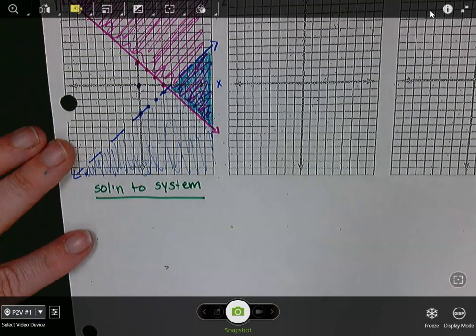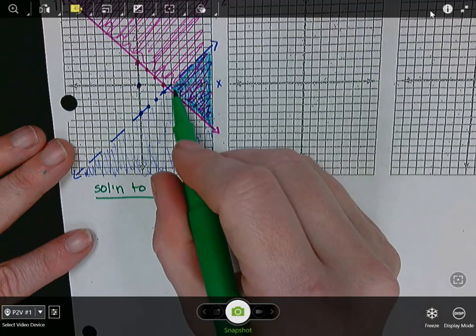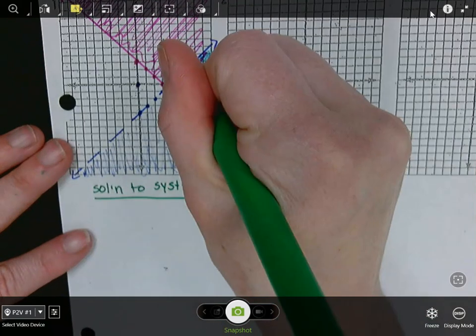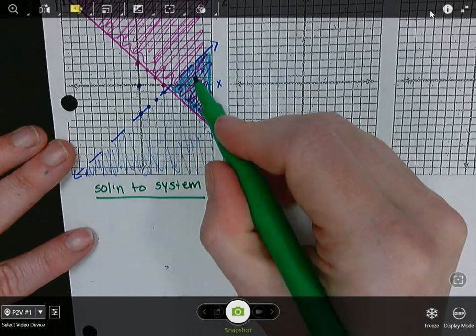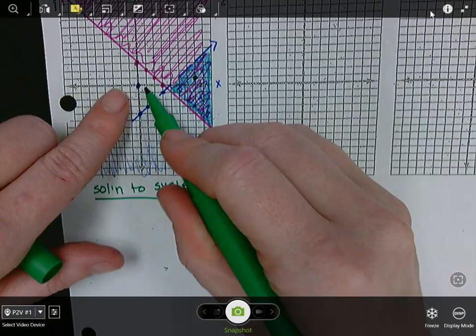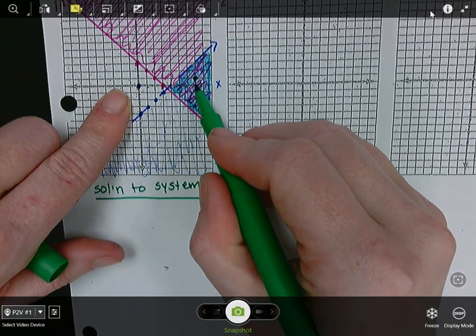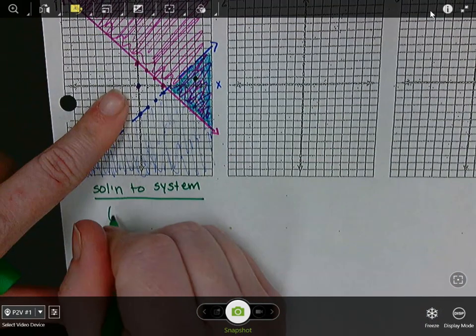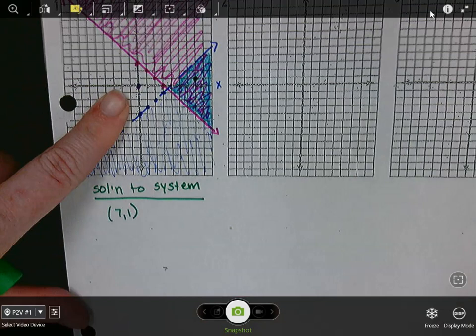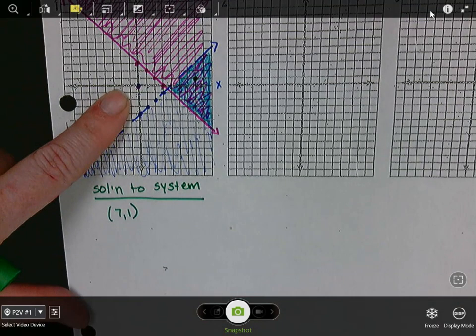Okay. So to write down ordered pairs that are solutions to the system, you just need to find an ordered pair that's in the shaded area. And we're going to do 4. So pick a point that's in the shaded area. Let's say this point right here. And you just need to write the ordered pair for that point. So the x value would be 1, 2, 3, 4, 5, 6, 7, and y is 1. So 7, 1 is in the shaded area. So it is a solution to the system.